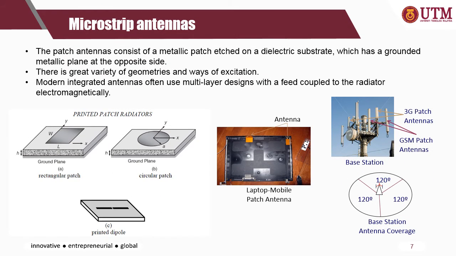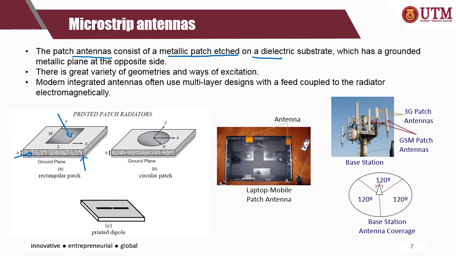Okay, next is microstrip antennas, which is the patch antenna that consists of metallic patch on a dielectric substrate. So you have this metallic patch that is printed or placed on top of a substrate. The substrate has a grounded metallic plane at the opposite side. So when we look at the bottom of this substrate, it will have a ground plane, either a full ground plane or truncated design.